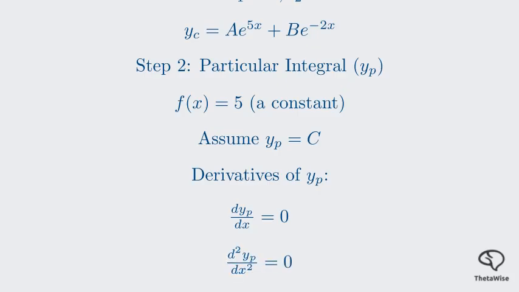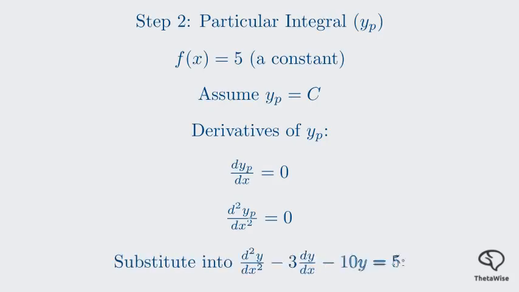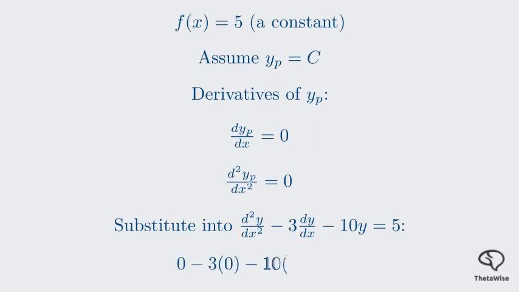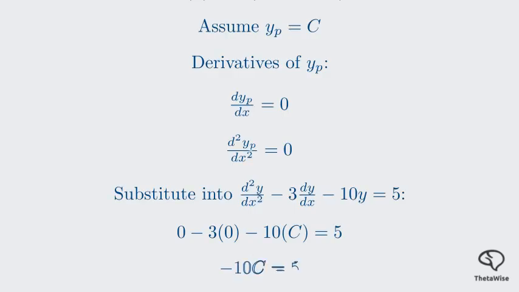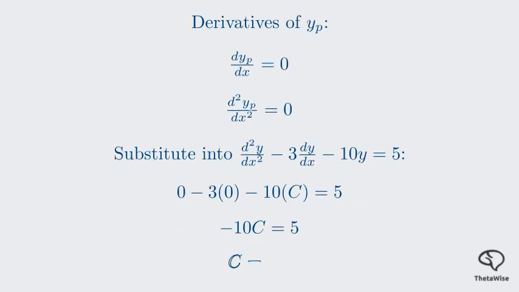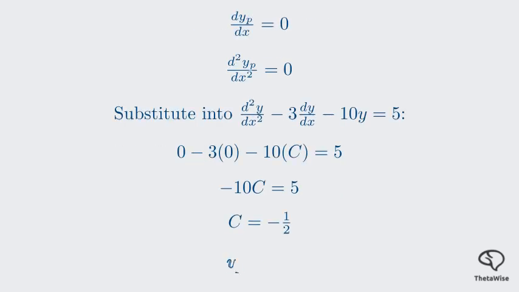This brings us to step 3. Substitute our yp and its derivatives back into the original equation. Substituting gives us 0 minus 10 times c equals 5. This simplifies to negative 10c equals 5. Solving for c, we find that c equals negative 1/2. Therefore, our particular integral is negative 1/2.